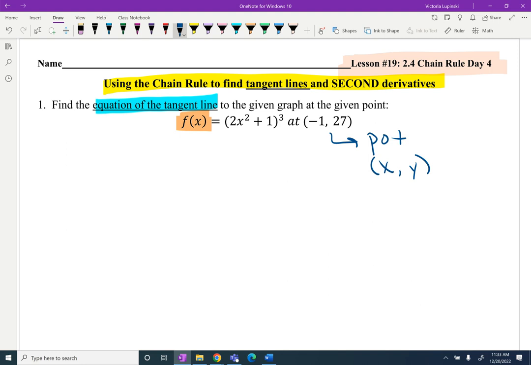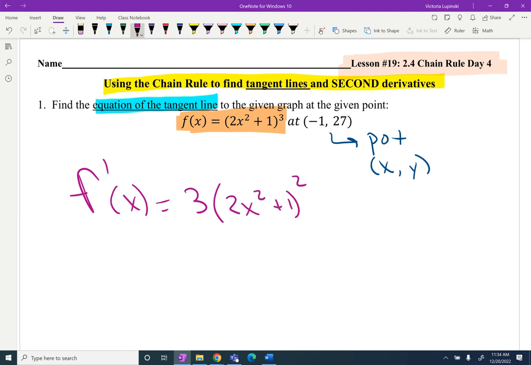Once you have the POT, you also need what? The SOT, so that's the slope, which comes from the derivative. When you go to take the derivative, don't forget the chain rule. So if my f is 2x squared plus 1 cubed, what's the outside function? The cube. So I'm going to take the derivative first by working from the outside in. So f prime of x, I'm going to bring down that 3. I'm going to take the whole thing to the 1 less power, which would be 2. Then I'm going to make a chain by multiplying times the derivative of the inside.